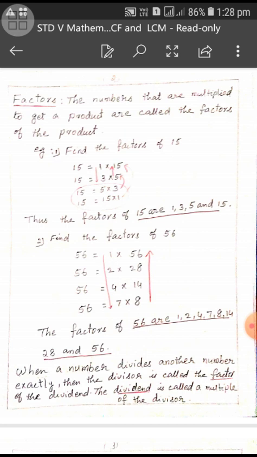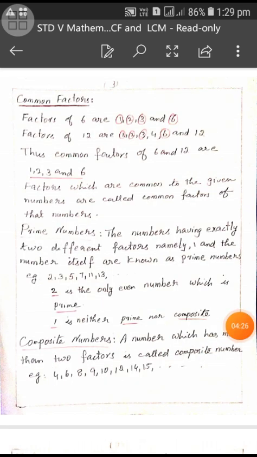Then the properties of factors. First property, 1 is a factor of every number. Second property, 1 is the only number having one factor, namely itself. Every number is a factor of itself. Every number other than 1 has at least two factors, namely 1 and itself. A factor of a number is less than or equal to the given number.